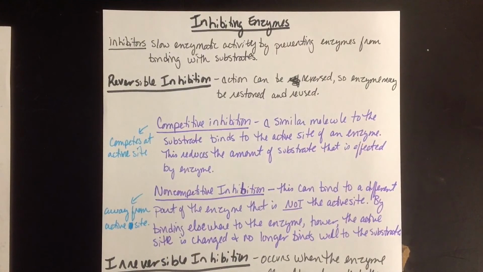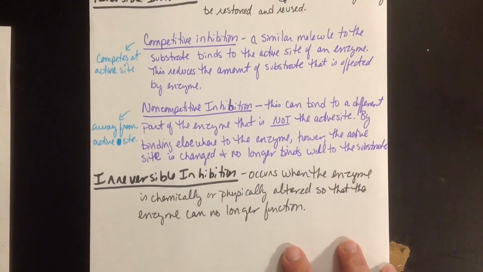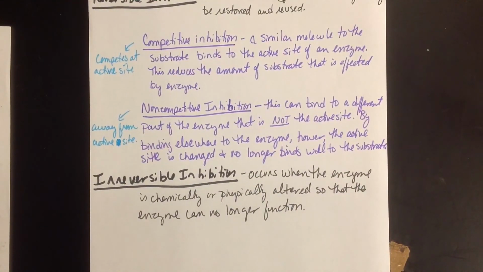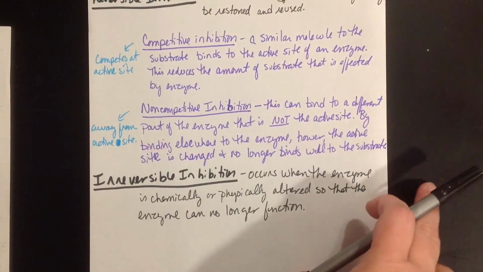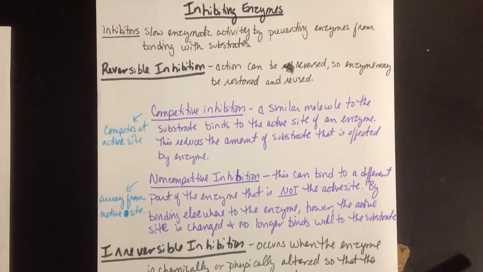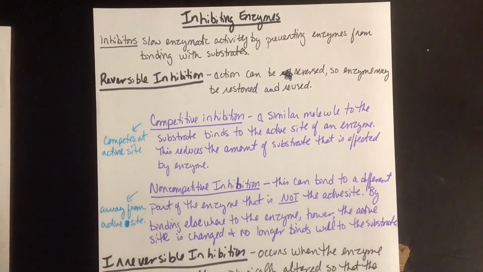Okay. Finally, we have irreversible inhibition. This happens when the enzyme is chemically or physically altered. The enzyme can no longer function. The whole enzyme is just no longer in work. And these happen quite often within your body. Ways to control how much of a particular substrate is changed. And it happens all the time.